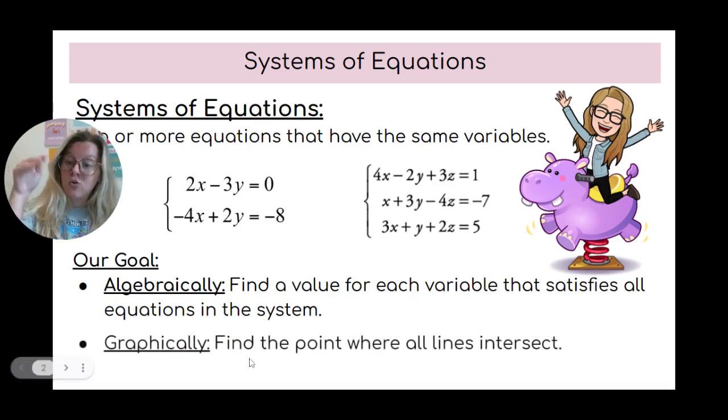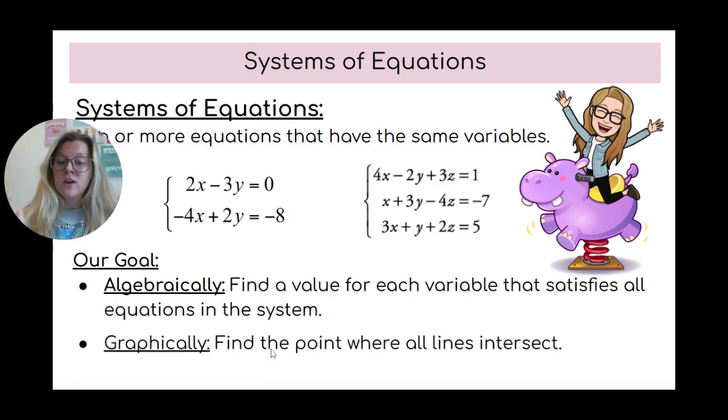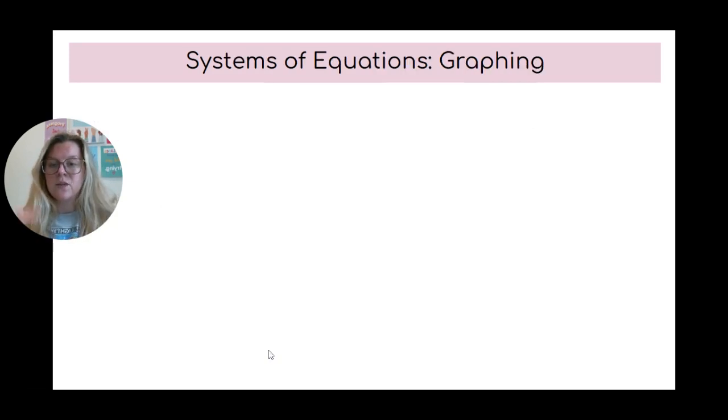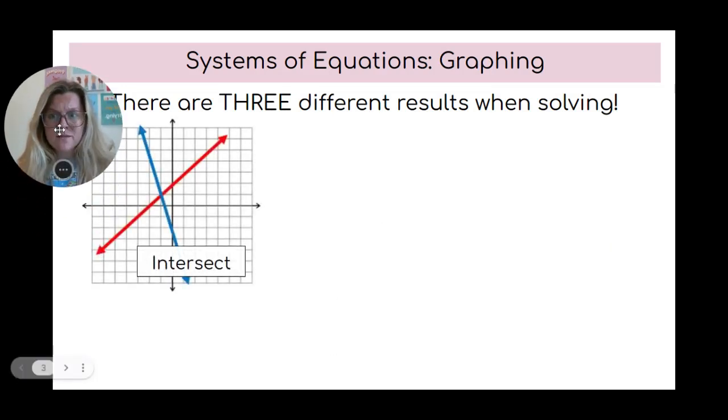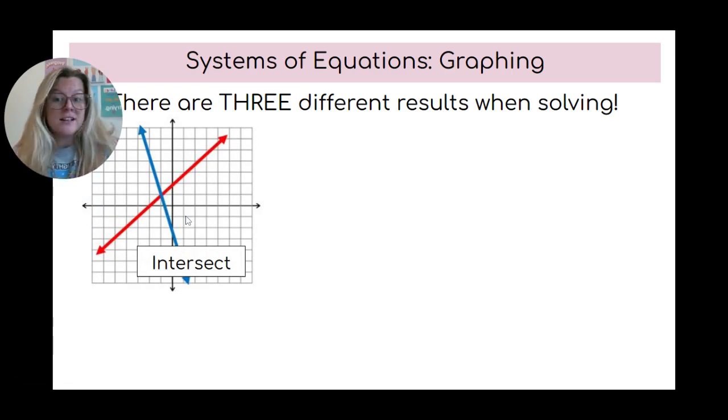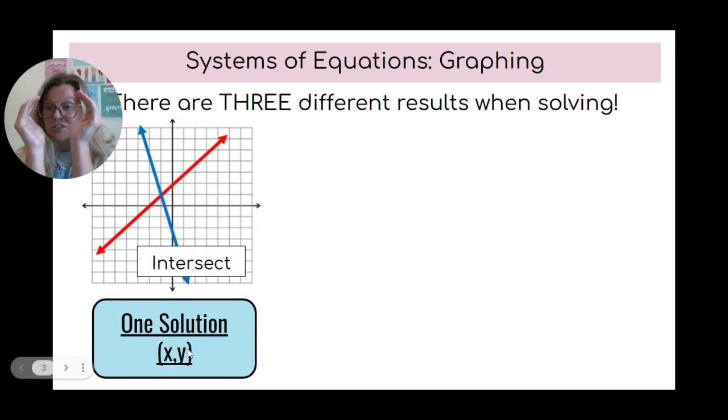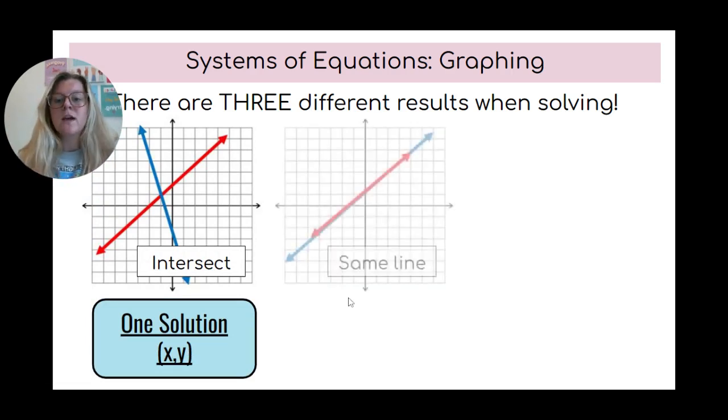Now, we're going to talk about it graphically. Graphically, we are going to plot both of those lines on a graph, and we want to see, hey, where do they intersect? What x and y value do they intersect at? When we're solving these, there are going to be three different results when we're graphing. One is, hey, they just cross or intersect at one point, and we're going to write that answer as an x, y ordered pair or a point. So that means we have one solution.